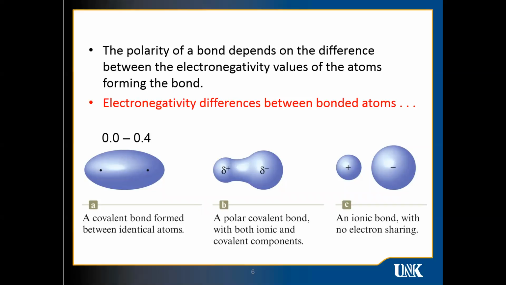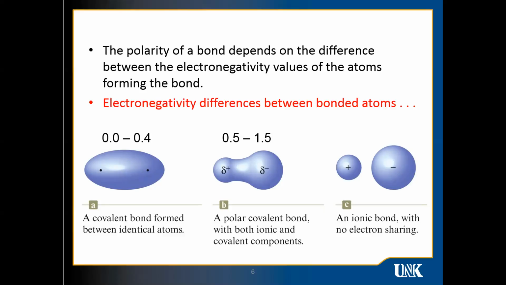So if we look at the electronegativity difference between two atoms that bond together, if that difference is very small, 0 to 0.4, then we say that's a covalent bond. We say the electrons are being equally shared. If the difference is larger, usually between 0.5 and 1.5, that means we are going to have a polar bond.